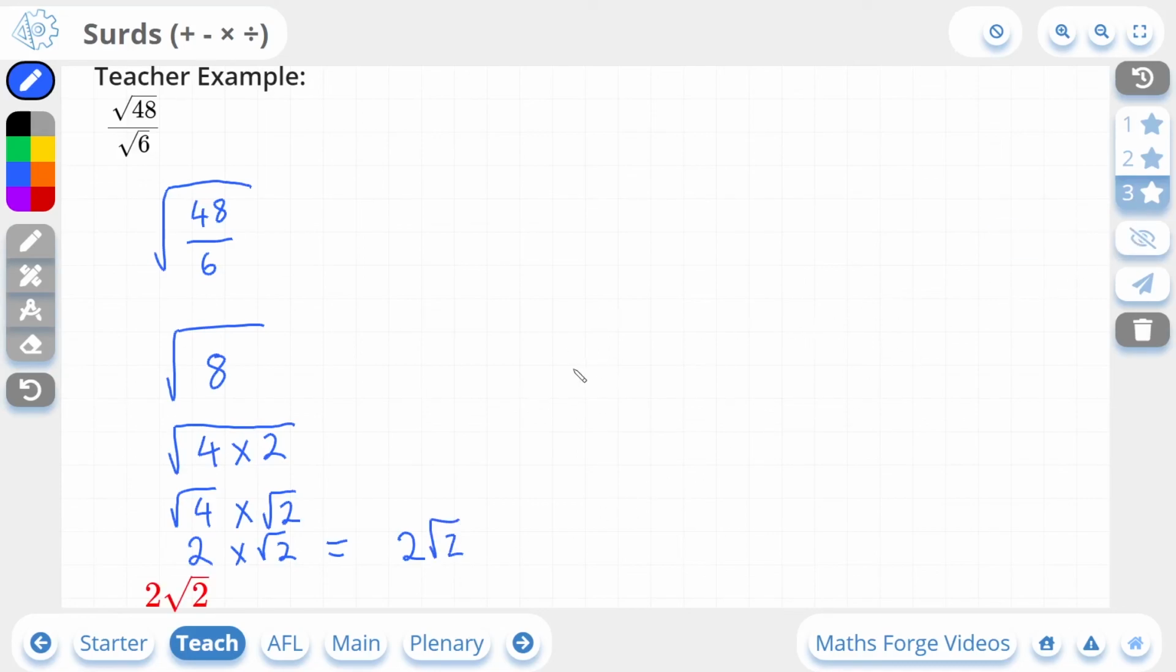So just be careful with the 3-star example. It's a combination of the 1 and the 2-star examples combined. And that's it for our lesson on surds.